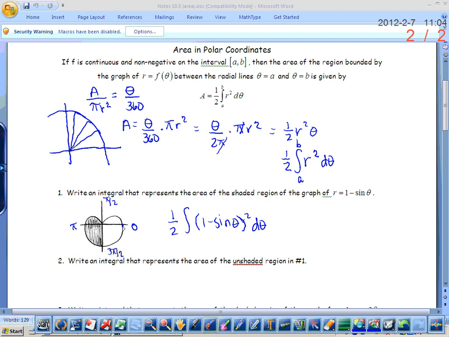So I basically want to look on the graph where theta is 0. If the calculator were to graph this, it's going to start right here and then continue towards pi over 2, and then continue towards pi, and then all the way around like that. So what theta values encompass that shaded region, do you think? Pi over 2 to 3 pi over 2. Good.